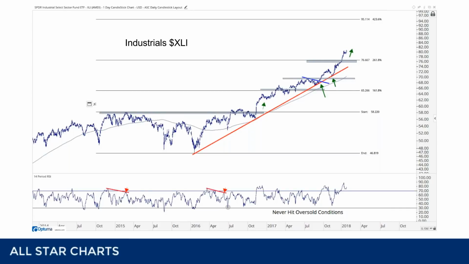Those are indexes, but the industrials sector itself, all of those transports are in the industrial sector. The XLI is the ETF that tracks that, and here we are exceeding that 261.8% extension near 76. So if we're above 76, we want to be long industrials. Momentum in a bullish range, breaking out above extensions. These are characteristics of uptrends. I think industrials go to 95, and that's another 20% away almost.